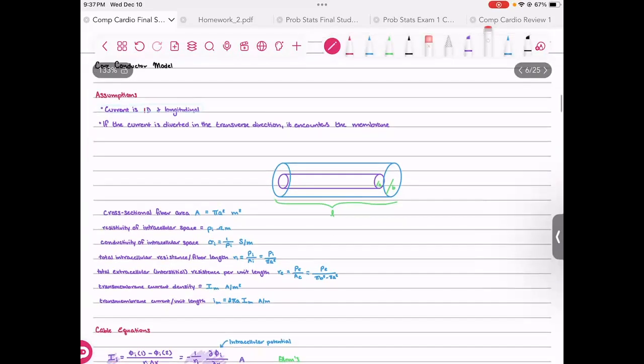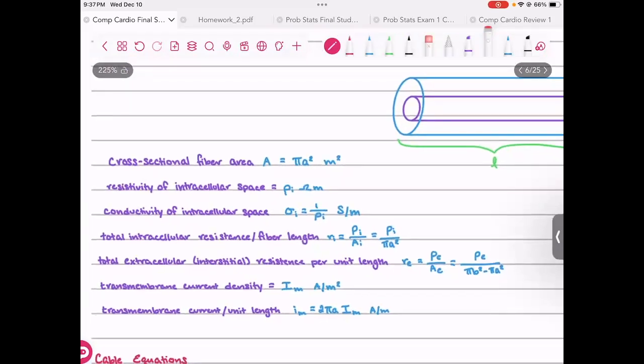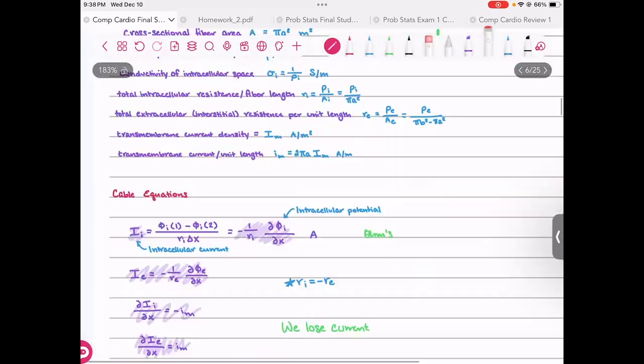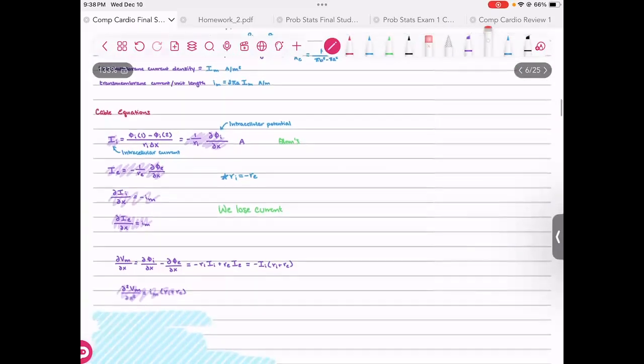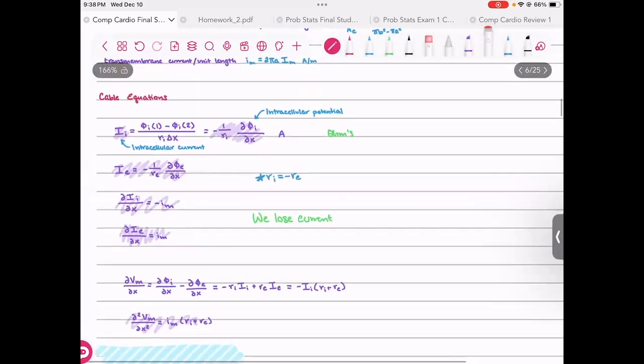I went ahead and defined all the relevant terminology, starting with the cross-sectional fiber area, the resistivity of the intercellular space, the conductivity of the intercellular space, total extracellular resistance per unit length, transmembrane current density, and the transmembrane current per unit length. If you see the equations, again, I'm not going to derive these for you right now for the sake of time, but these are the ones that you need to know.